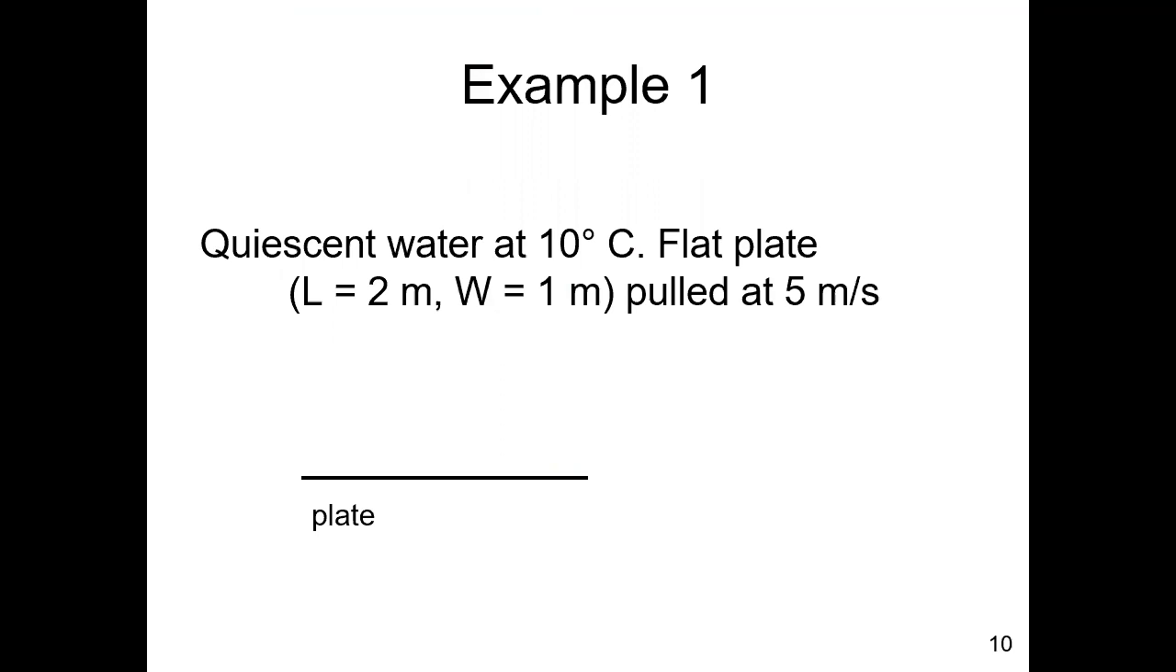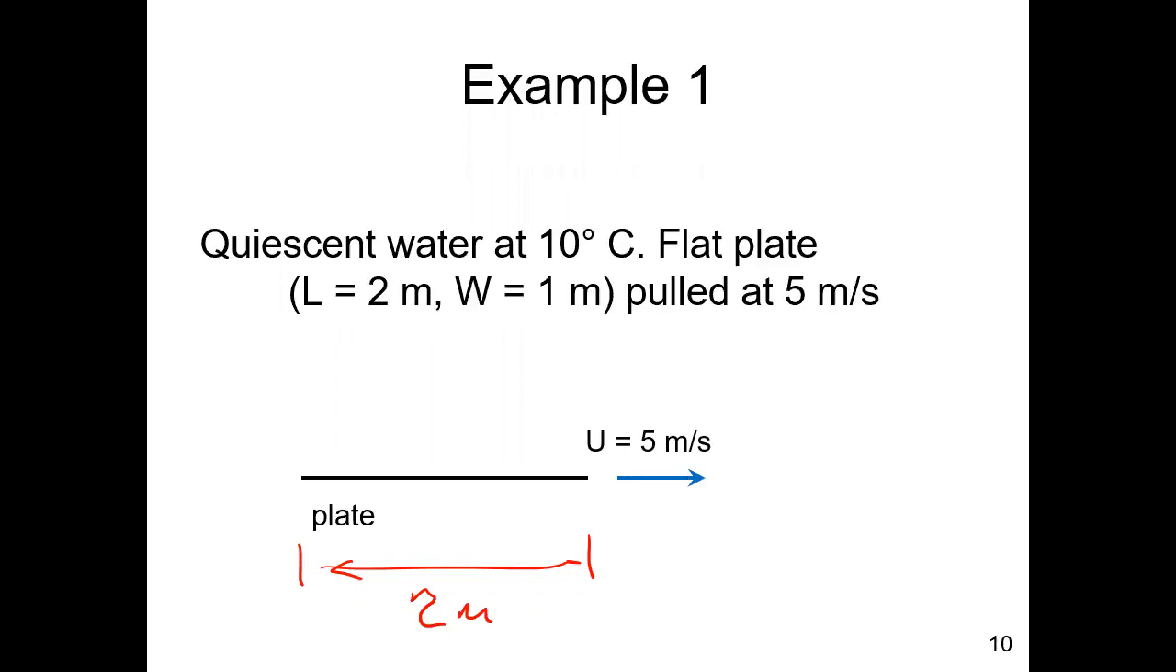And how I'm going to do that is with the example that I posted today. So here we have a flat plate, of course. It's in water. It's 2 meters along its length. So again, this distance is 2 meters. And it's 1 meter of width into and out of the board, into and out of the paper. And it's being pulled through water at a velocity of 5 meters per second.